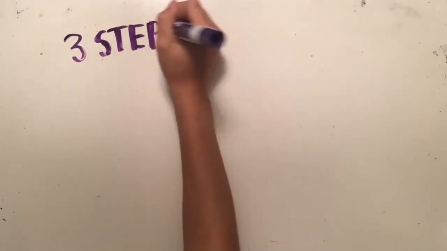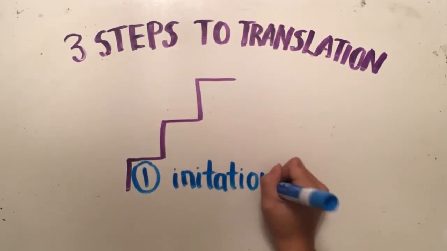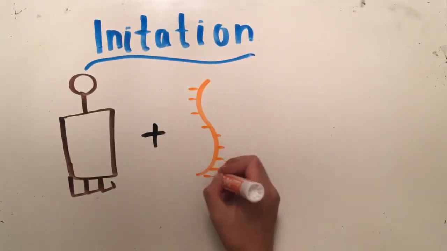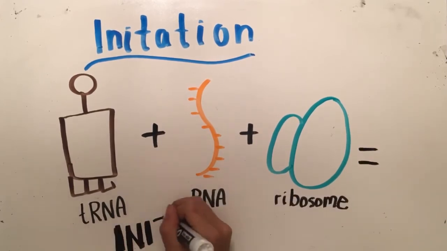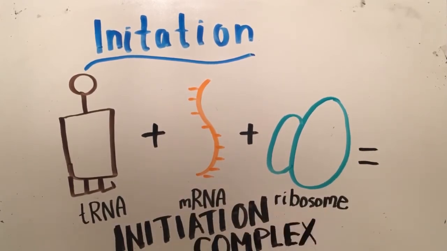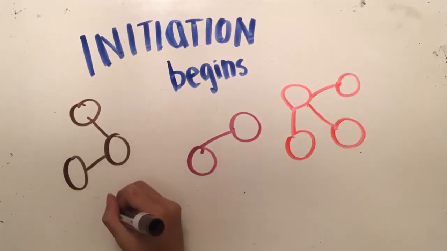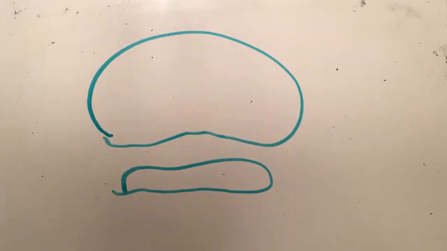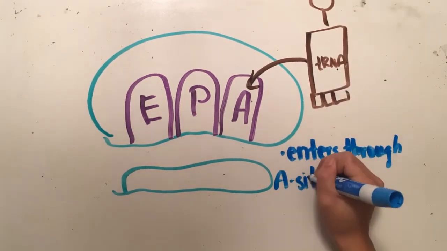There are also 3 steps to translation. First, there is initiation. All the pieces mentioned above, the tRNA, mRNA, and ribosome, come together and form an initiation complex which begins the process of making new protein. The A site is where the tRNA enters the ribosome so the polypeptide chain can be created.